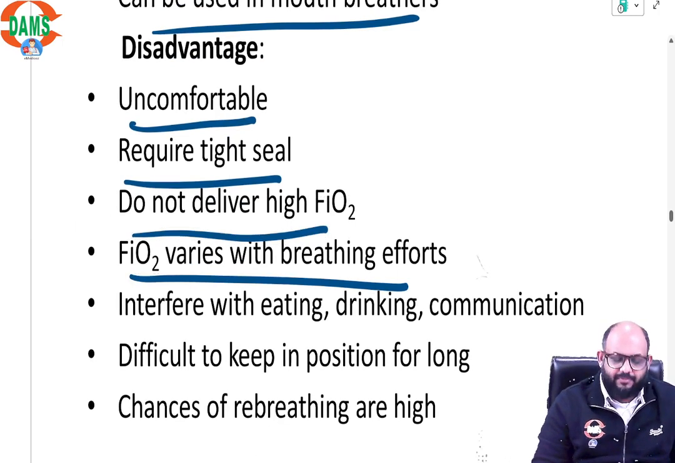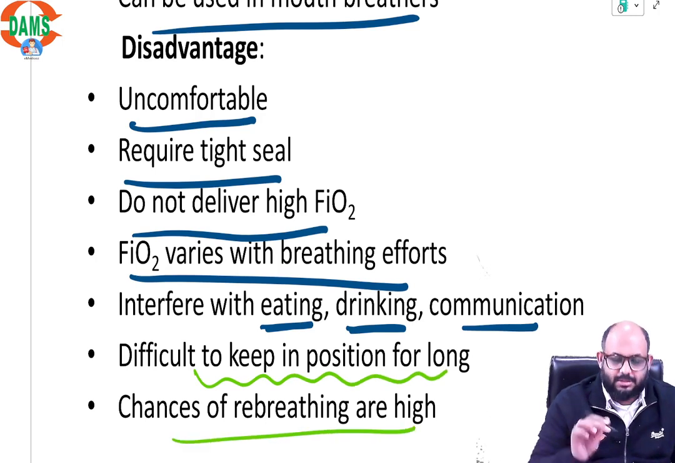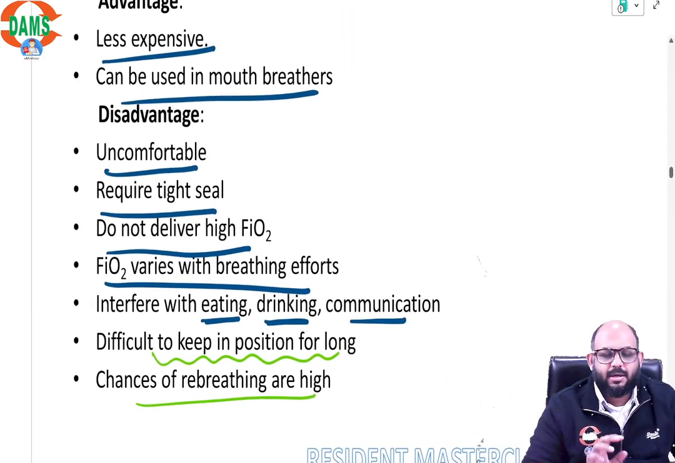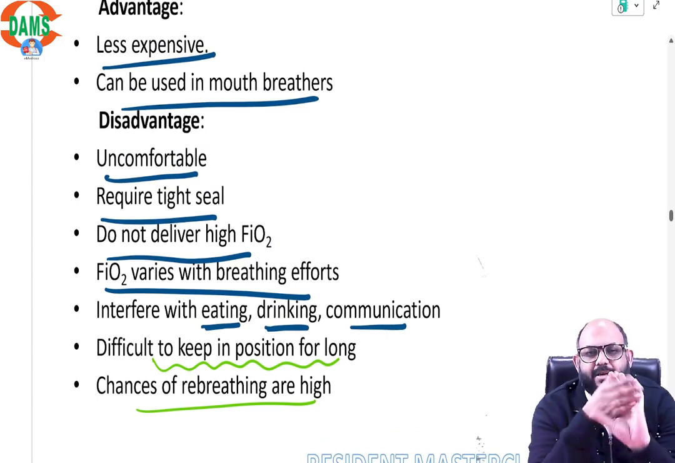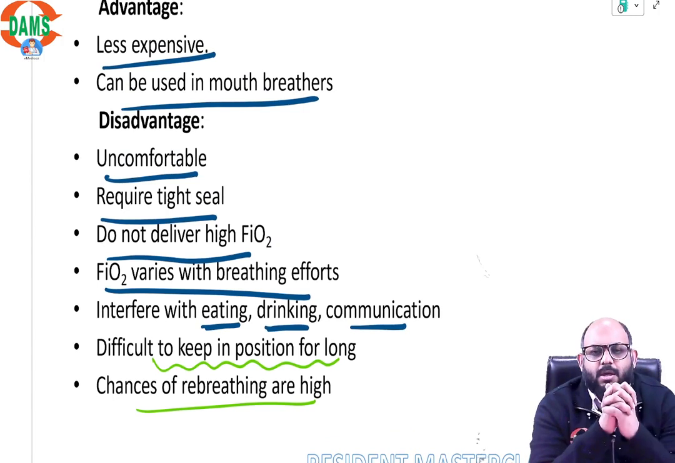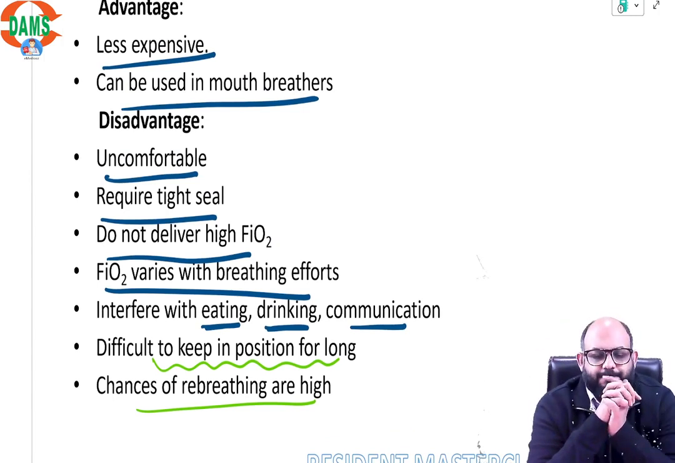FiO2 varies with breathing efforts, that is, it is a variable flow device, variable delivery device. It interferes with eating, drinking, communication, and is difficult to keep in position for long, and chances of rebreathing are very high. Chances of rebreathing are very high because we normally inspire through the nose, but we expire through the mouth usually. So when you are expiring through the mouth, there are very high chances of rebreathing.